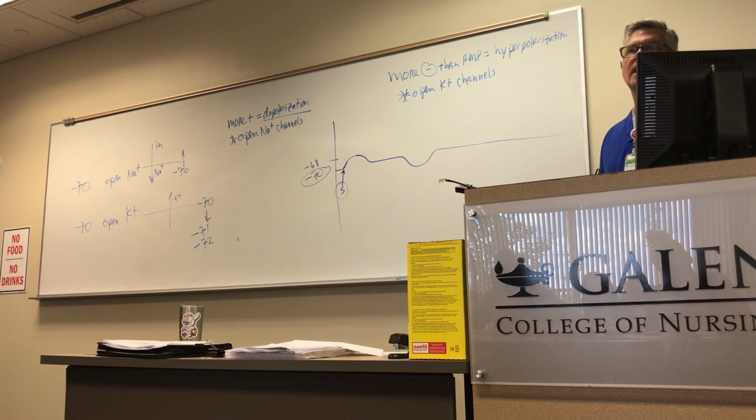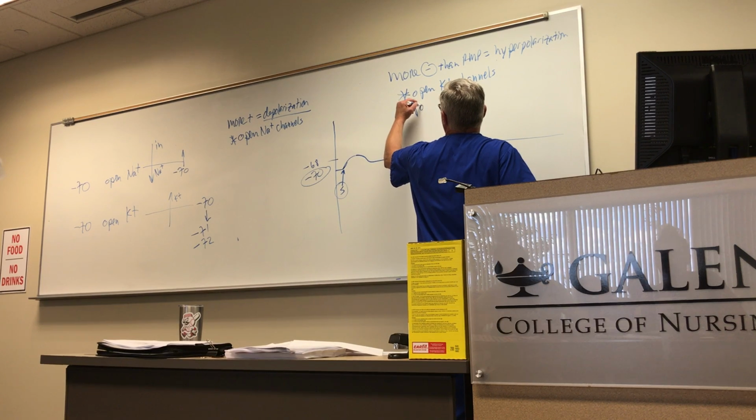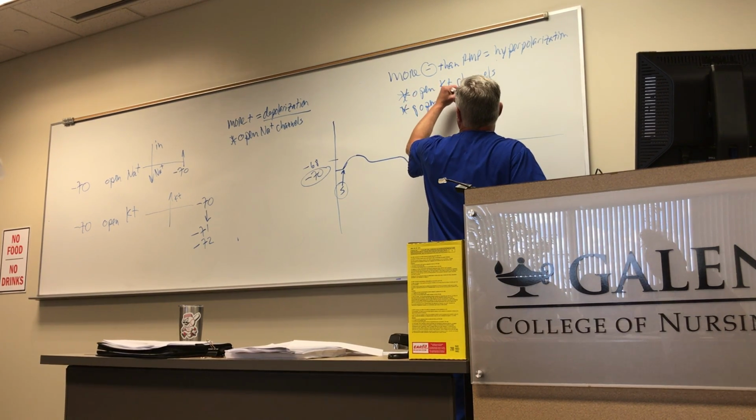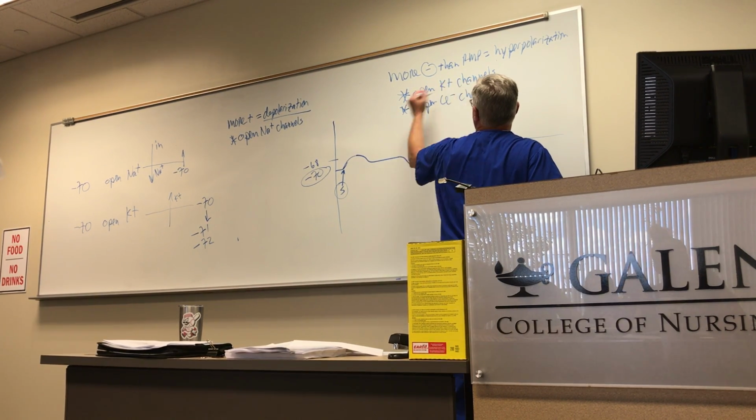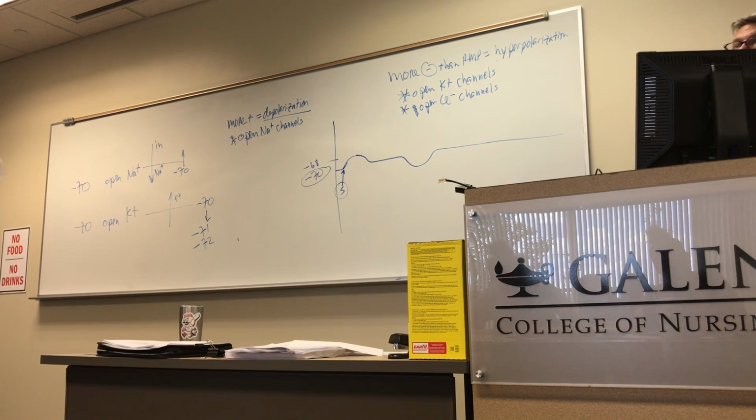Where's there more chloride ions? Inside or outside? Outside. So what happens if I open those channels? Chloride flows in, and chloride is negatively charged, so it makes the cell more negative. So I can also do this if I open chloride ion channels. Okay. So all I'm doing is moving positive or negative things to make a membrane more positive or more negative. That's it. That's all I'm doing.